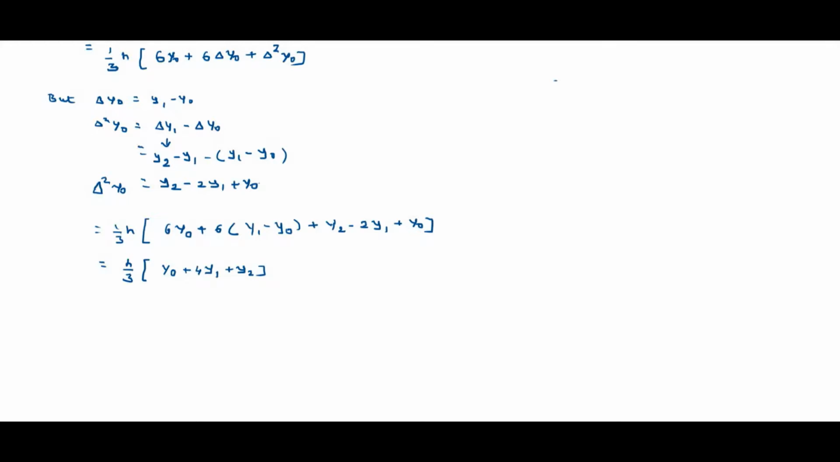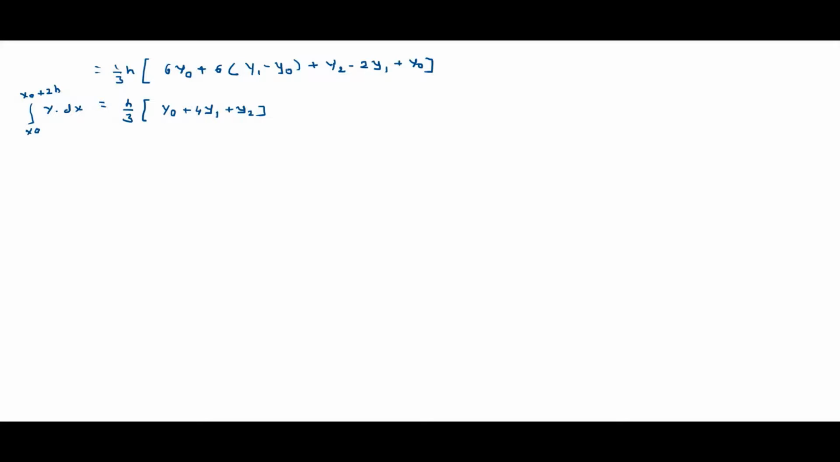So this is the value for the integration of y into dx from x0 to x0 plus 2h. As we know, the left hand side from x0 to x0 plus 2h has three values, that is y0, y1 and y2. So here also we end up with y0, y1 and y2, which is the first value.